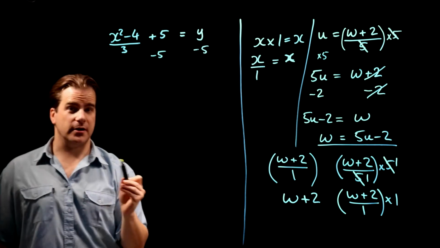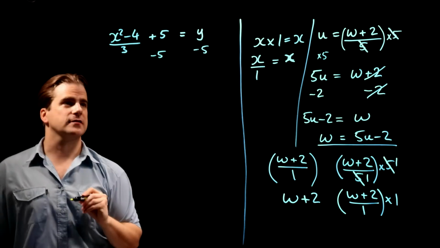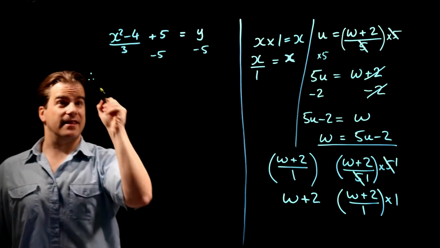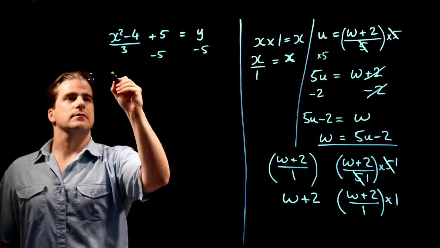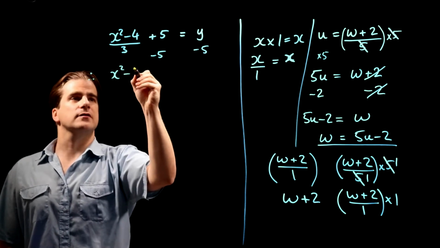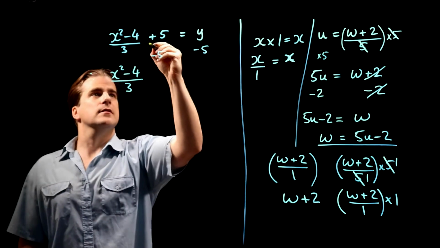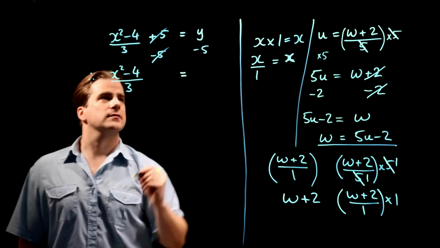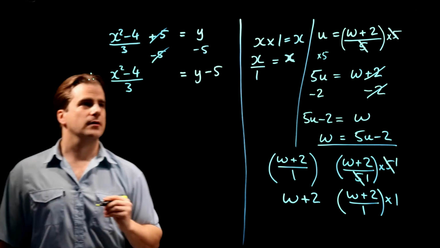Now, I'm going to introduce a bit of new notation here. And it's therefore, which is 3 dots. So you say therefore, if that, therefore, this hasn't been affected, it's just x squared minus 4 over 3, okay, plus 5 minus 5, cancel, equals y minus 5.